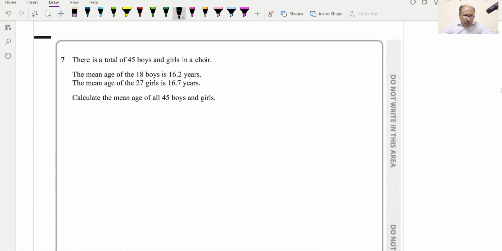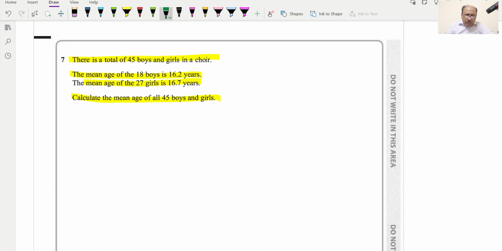Now we can go ahead with question number 7. Question number 7 says there is a total of 45 boys and girls in a choir. The mean age of the 18 boys is 16.2 and the mean age of the 27 girls is 16.7 years. Calculate the mean age of all 45 boys and girls.